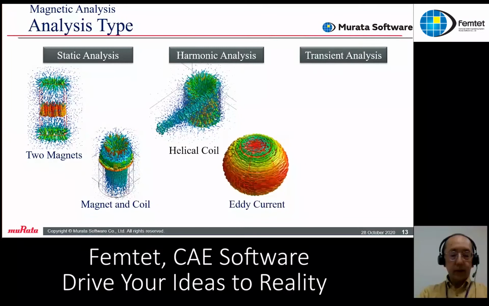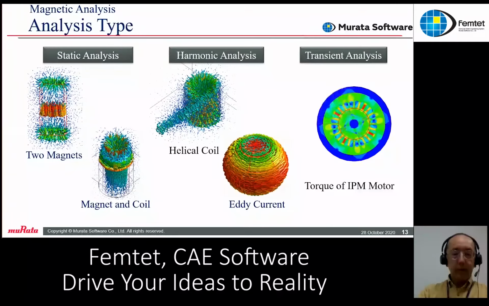In the harmonic analysis, you can solve the skin effect by applying the alternating current. When you calculate the inductance and coupling coefficient of the coil and transformer, you can take the induced current into account. You can also analyze the electromotive force induced by the external magnetic field. This can be applied to analyze the near-field communications, or NFC, the technology used for the electronic money.